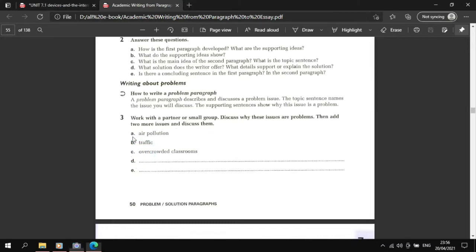So we already have 3 here: air pollution, traffic, overcrowded classroom. And then I want to add climate change. Okay, climate change. And then I want you to explore this one. I will write in Bahasa Indonesia and you try to find the term in English. So right now we have Kampus Merdeka, Merdeka Belajar. Okay, the last one I want you to explore about this problem.